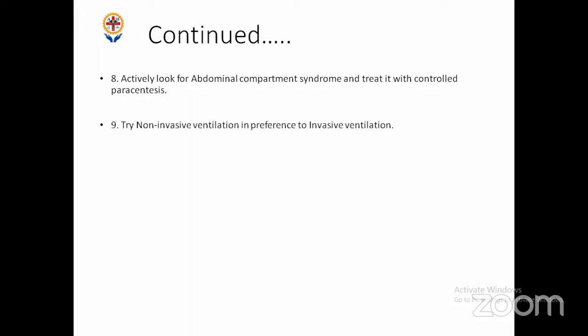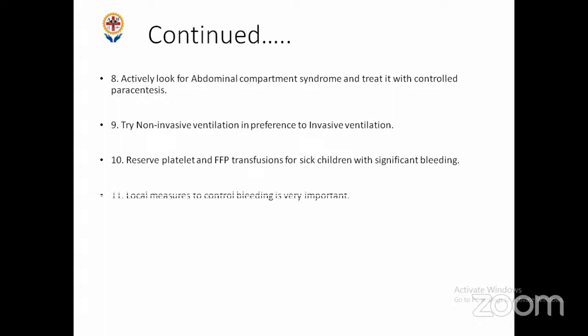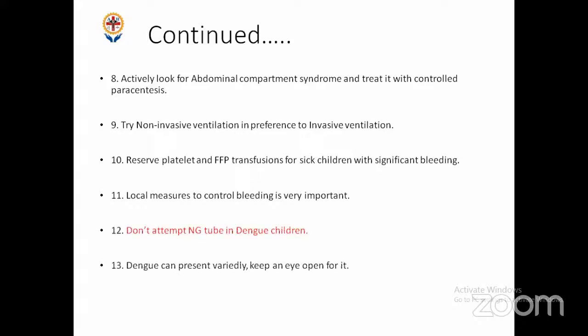So try non-invasive ventilation in preference to invasive ventilation, because invasive ventilation can decrease the preload on the heart. So the first priority is non-invasive ventilation. And reserve platelet and FFP transfusion for sick children with significant bleeding even after PRBC transfusion. The first priority is PRBC, not FFP and platelets. And try to give local measures to control bleeding. Don't focus only on blood transfusions. And don't attempt an NG tube in dengue children.